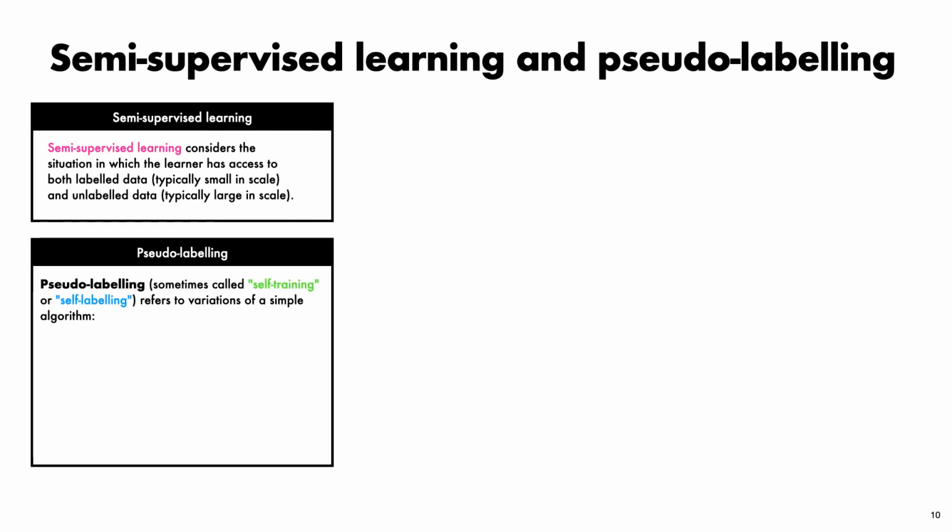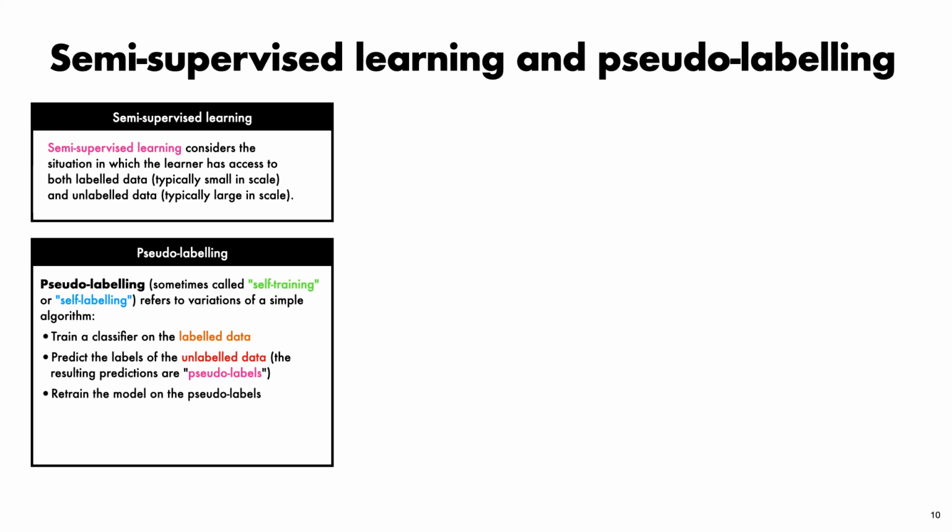Pseudo-labelling, which is sometimes also referred to as self-training or self-labelling, is a term that refers to some variation of the following algorithm. First, a classifier is trained on the labelled data. Next, the classifier is used to predict the labels of the unlabelled data. These labels are referred to as pseudo-labels. The classifier is then retrained on the pseudo-labels. Often, this process is iterated by regenerating a new set of pseudo-labels, retraining, generating new pseudo-labels, etc.